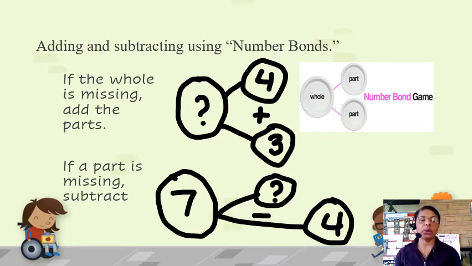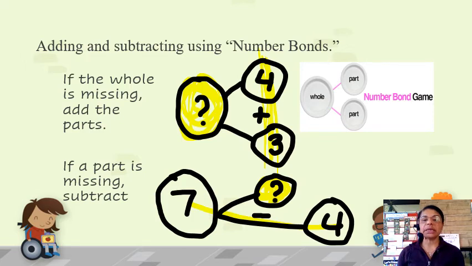So if the whole is missing, right here, if the whole is missing, then you need to add the parts. And if one of the parts is missing, then you need to subtract. Okay? When the whole is missing, you add. Right here. When the part is missing, then you subtract.